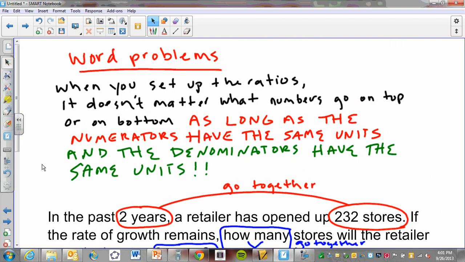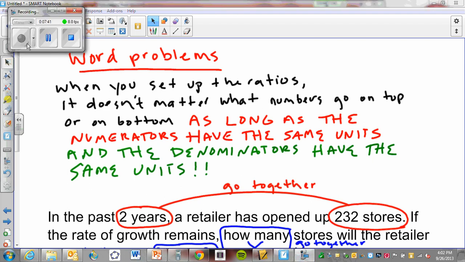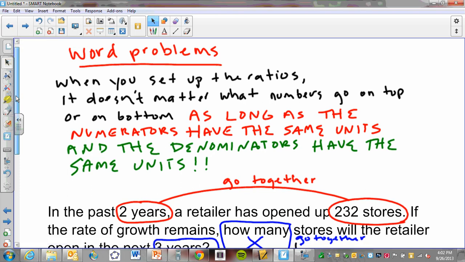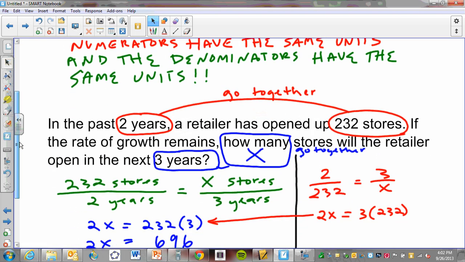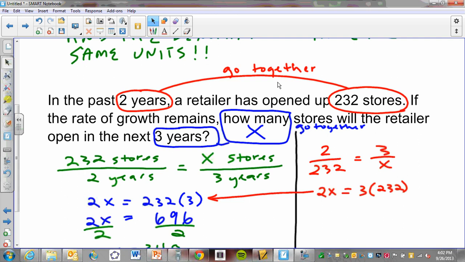Now, when you get to these word problems, they're going to make you set them up. And when you set these ratios up, it doesn't really matter what numbers go on top and what numbers go on bottom, as long as the numerators have the same units and the denominators have the same units, and make sure that you got the right proportions together. Generally, they will be in the same sentence. This first sentence says, in the past 2 years, a retailer has opened up 232 stores. Those units, or those proportions, go together when we do our ratio over here.